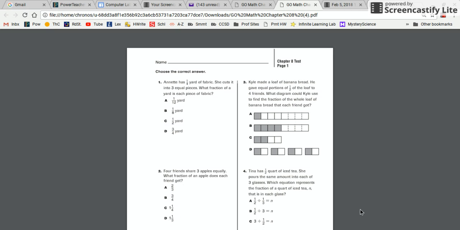Number 3. Kyle made a loaf of banana bread. He gave equal portions of 1/2 of the loaf to 4 friends. What diagram could Kyle use to find the fraction of the whole loaf of banana bread that each friend got?